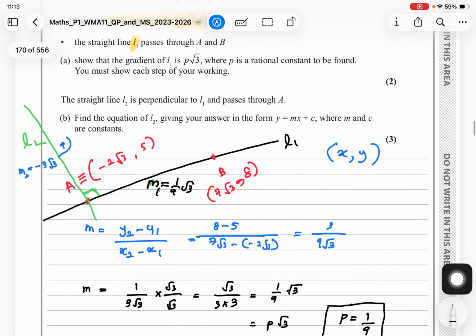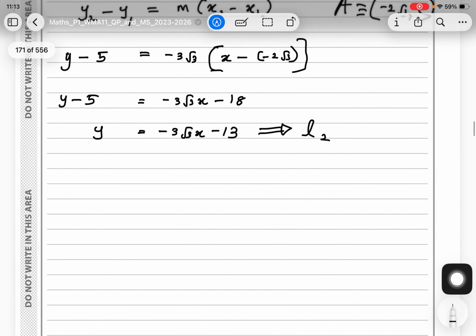So we have this line and the other line, and with that we can go for it.